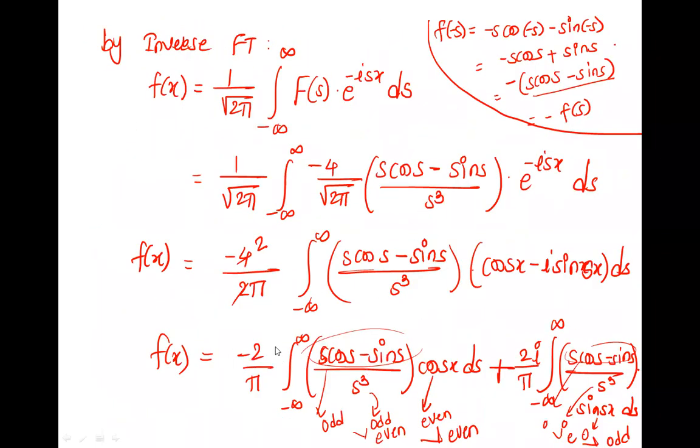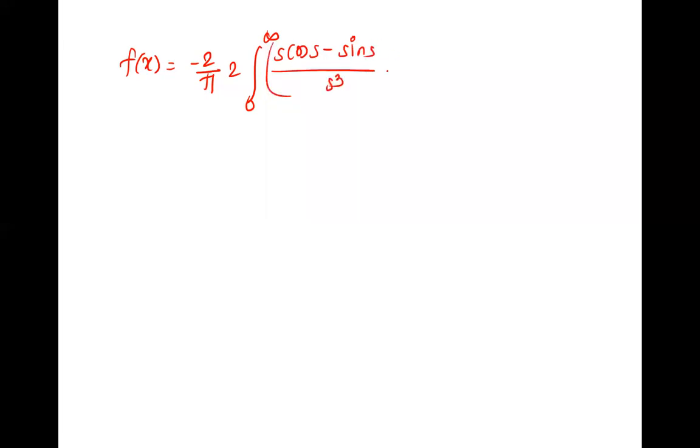So this is even, so I can write it as 2 times 0 to infinity. Yes. f of x is equal to minus 2 by pi, 2 times integral 0 to infinity, (s cos s minus sin s) upon s cube into cos sx ds. Okay, so we are there.